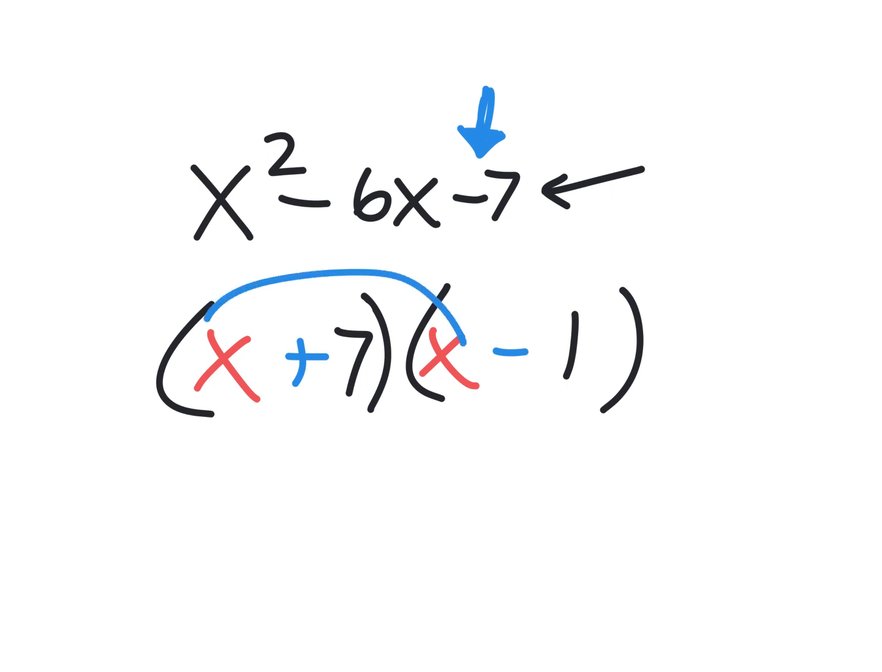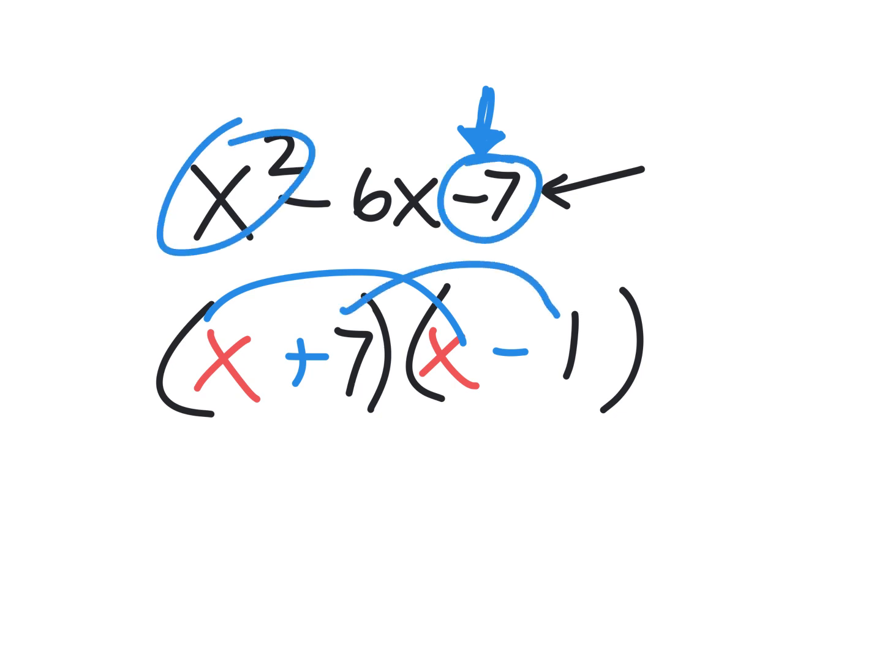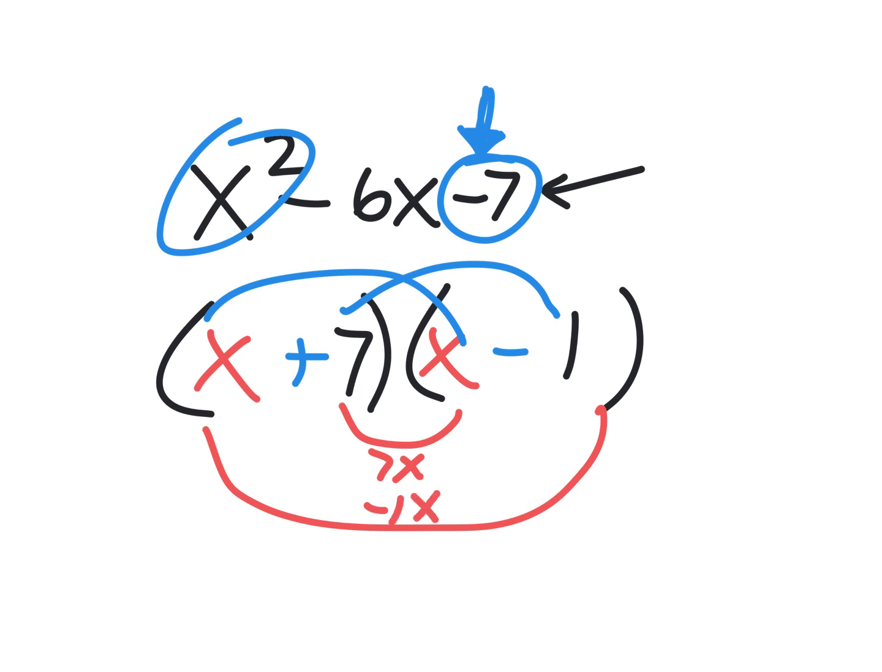X times x, x squared, yay. 7 times negative 1, negative 7, yay. Now the hardest part though is in the FOIL, the outside and the inside. I'm making them red here. That makes 7x and negative 1x. That adds up to positive 6x. See how I actually wanted negative 6x?